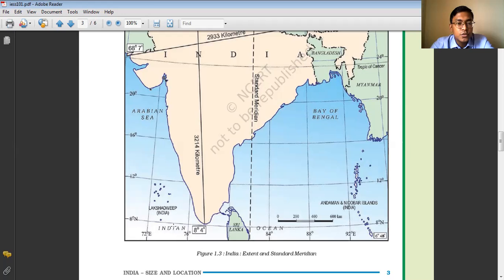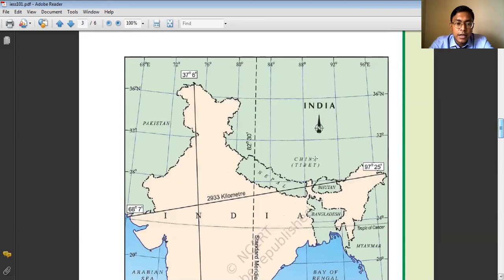So I hope you have understood the difference between the length of the coastline and the length of India's land boundary. Land boundary is something different from the coastline. Okay. So India has many neighboring countries. Actually, our country has many neighboring countries.